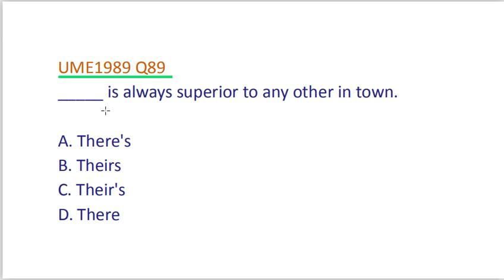Dash is always superior to any other in town. In this case, the noun is not present. It means we are looking for the possessive pronoun. Something like their own is always superior to any other in town, and that is theirs. Theirs is always superior to any other in town. Which of the theirs? Option B. Theirs is always superior to any other in town.